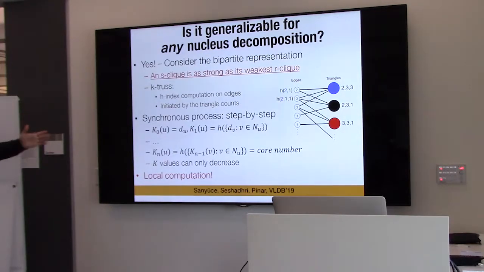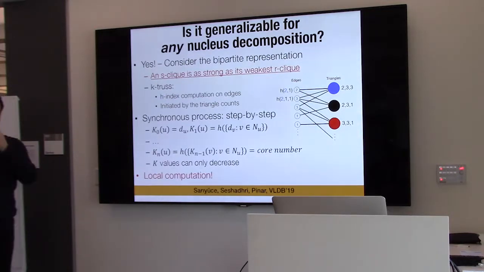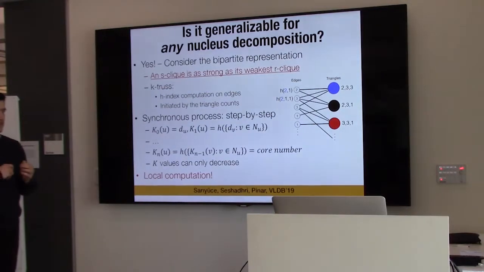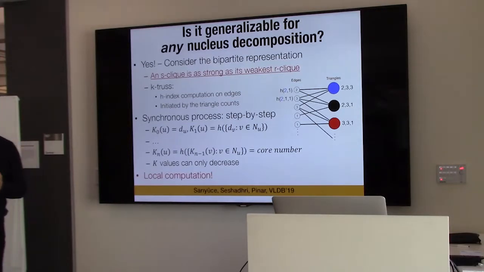And as I said, there are two kinds of approaches, synchronous and asynchronous. K values can only decrease, and you can play with some heuristics to speed up those computations. And the best thing about those is that they are local computations. You don't need any kind of global computation, or you don't need to watch the vertex or edge to determine degree or triangle count in the process.